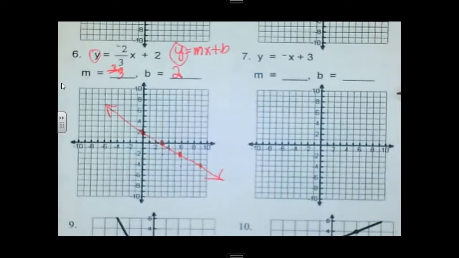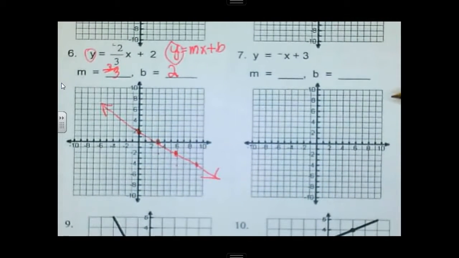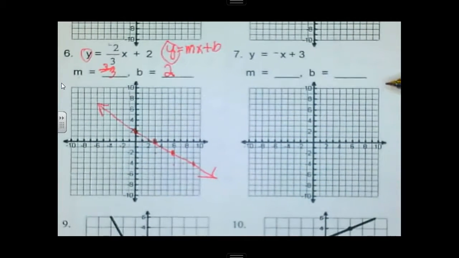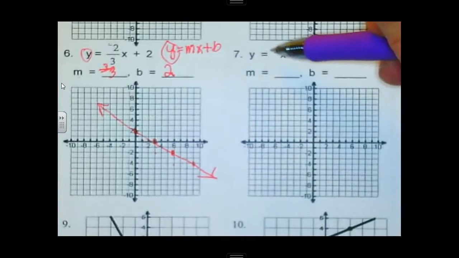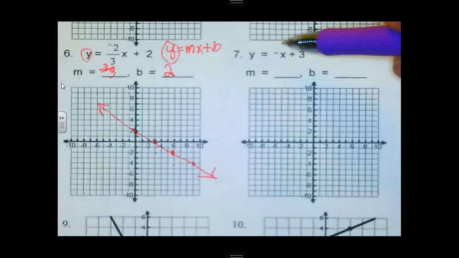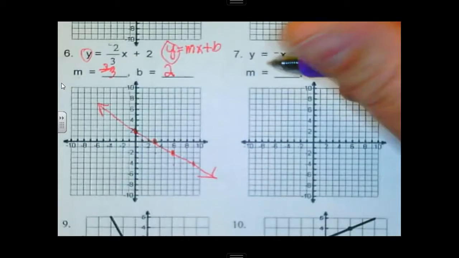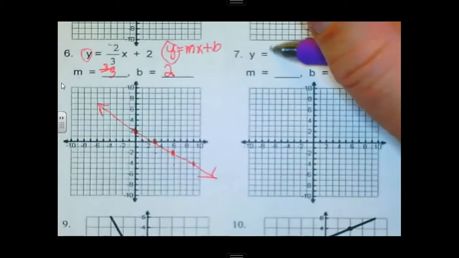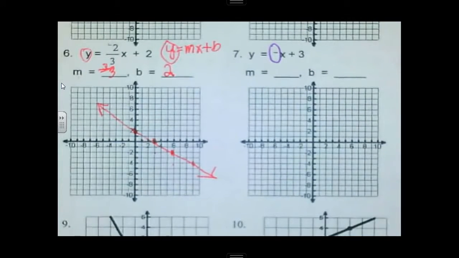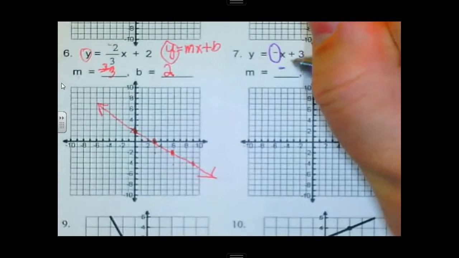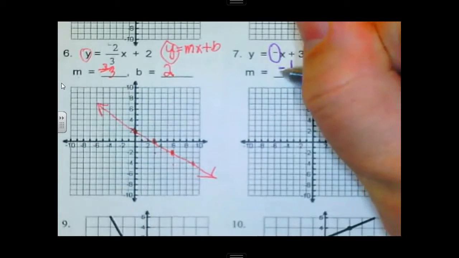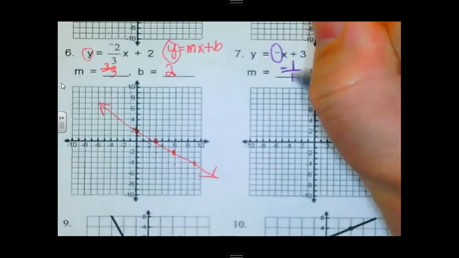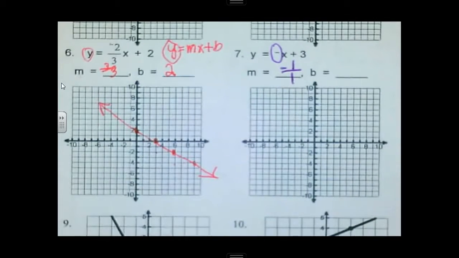Number 7. What's my slope? What's the coefficient of x? -1, right? Okay, we could leave it as -1. When we do slope, we put it in as a fraction.